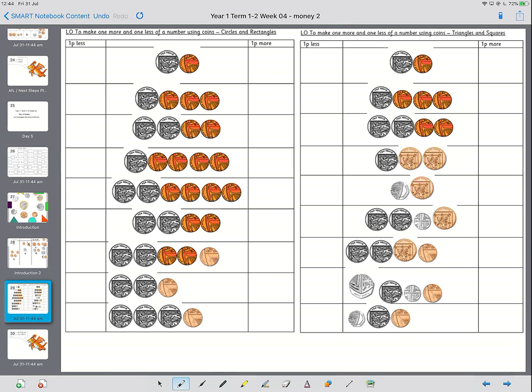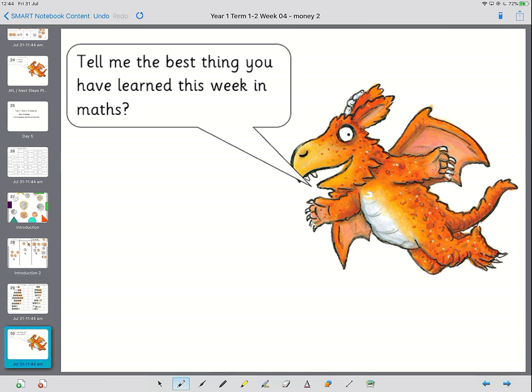And then that's the end of today's lesson, apart from a final question that I want you to talk to your grown-ups about, which is, tell Zog the best thing you've learned this week in maths. Think of the most interesting thing you've learnt about money this week. What new skill have you got? And how you might even be able to use it in real life. So that's the question Zog's asking you. I'm going to flip back to the previous sheet just in case. But don't forget to tell your grown-up and tell Zog what's the best thing you've learnt this week in maths.